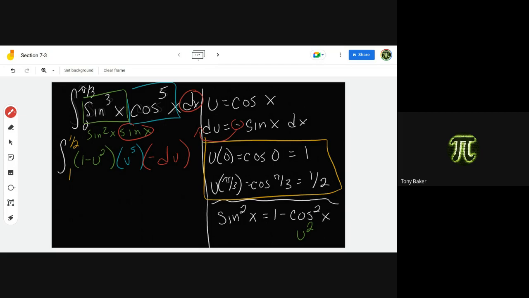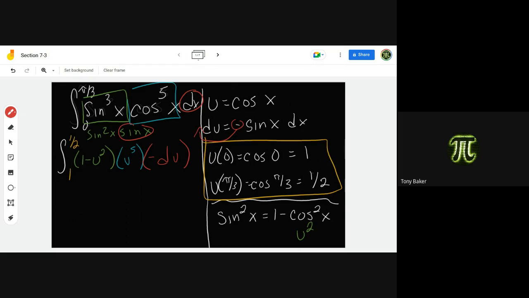So the goal is to change everything into terms of u. Now, when I solve my problem, when I actually solve the derivative or the integral of u, I don't have to go back to x. So I don't have to change all the u's back to cosine x. Okay, and then evaluate it. This only works when it's a definite integral. If it's not a definite integral, you still have to go back because we'd want it in terms of the original variable.